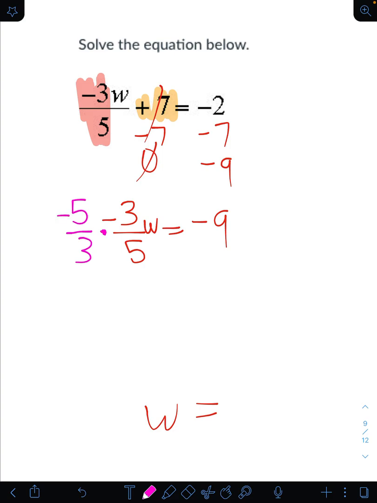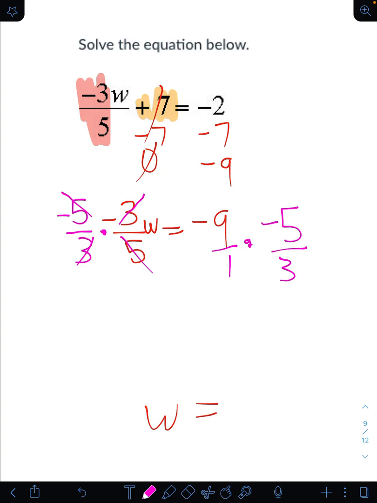So this is multiplying by its reciprocal. By multiplying by its reciprocal, that will cancel with that, and the 3 will cancel with this. So you're just left with the w. And then you'd have to multiply this side by negative 5/3. Okay, and I made the 9 over 1 to make it easier for us.